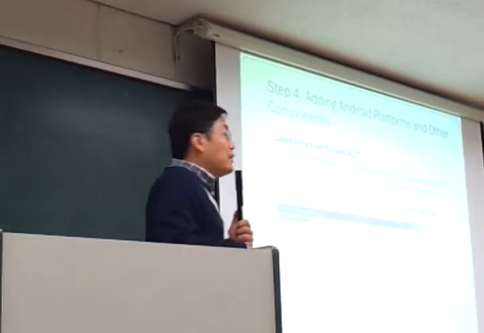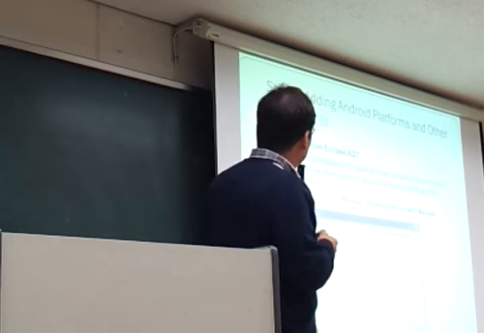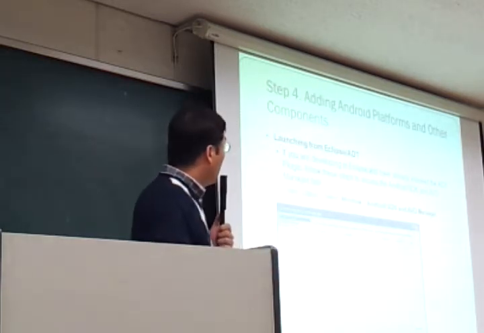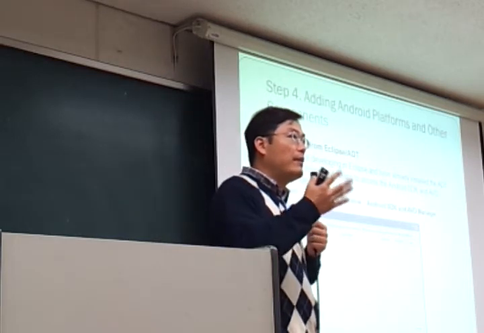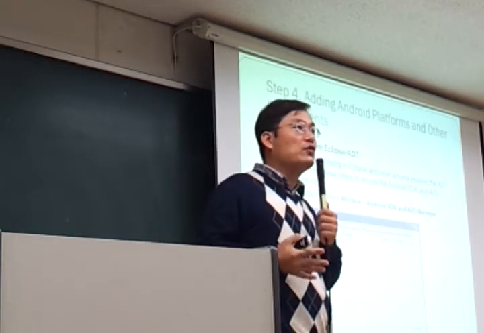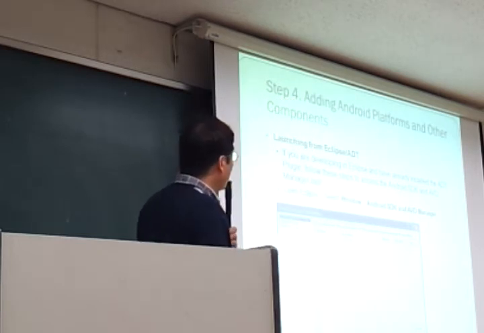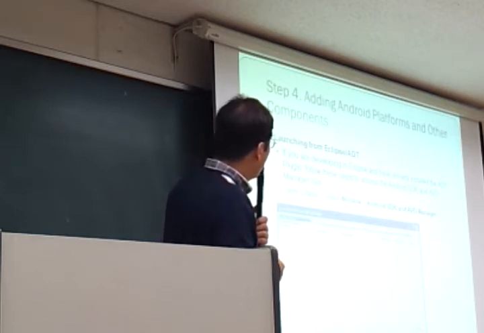So now you want to add some Android platforms, okay, and other components. So now your ADT is ready, but based on what kind of different platforms you want to do the development, you have to add those. And here's how you can actually do it. Launching from Eclipse ADT, okay.